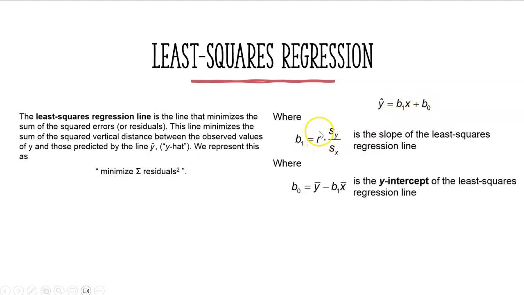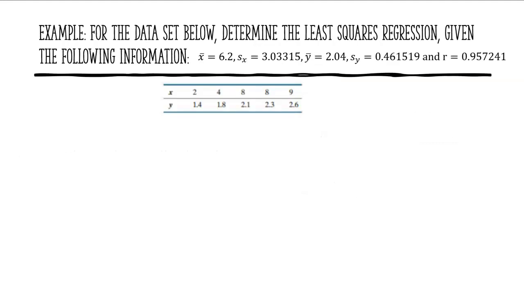b1 is found by doing your correlation coefficient times your standard deviation of y divided by your standard deviation of x. And then your b naught is found by doing the mean of y minus that b1 you found here times the mean of x. Now recall that this equation of the line is in mx plus b form, where your m, which is b1 here, is your slope, and your b naught here is your y-intercept. So we're going to keep that in mind when we are interpreting our least squares regression line.